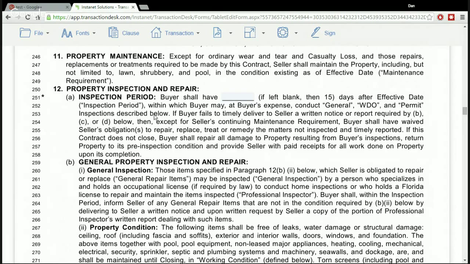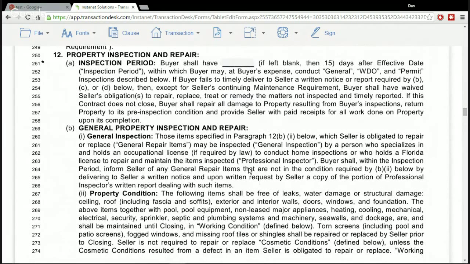That 15 days is after the effective date. So the buyer can inspect for the general, the WDO, and permits within that time period. And if they don't make any report or any request for those repairs, it's deemed that within that time period they have waived their inspection period. Okay. If the buyer causes damage due to their inspections, if they suspect Chinese drywall and they drill through the drywall to test it, and then they don't end up closing, they are required to go back and repair that drywall. They take these big chunks of drywall out for it. So they're required to go back there and repair that stuff or any other inspection that causes damage.